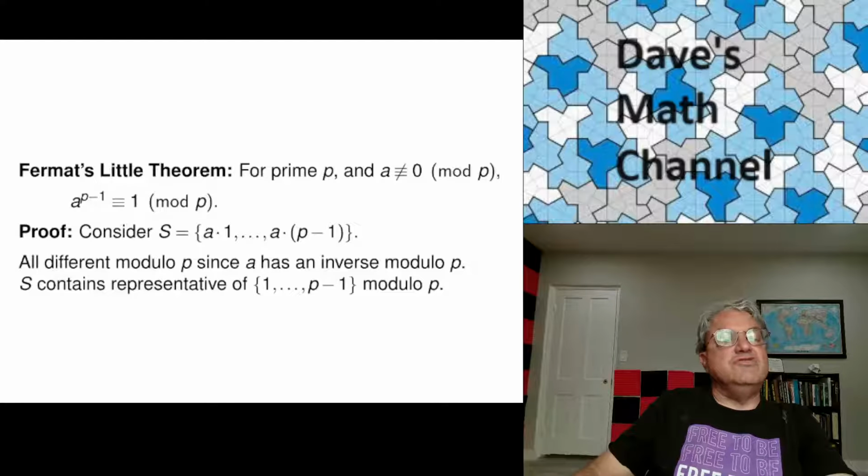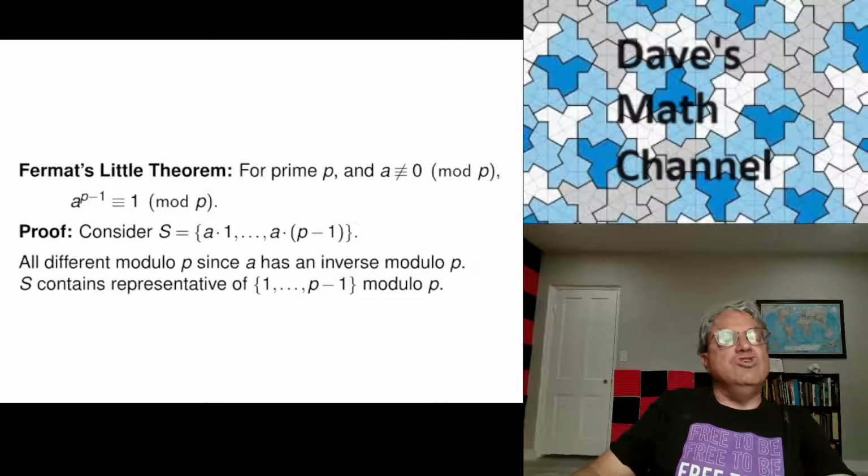They're all different modulo p. Here's the set S we're writing down: all the multiples of a modulo p, up to a times p minus 1. If we assume that a is not divisible by p, these have to all be distinct. And then that means that they form the entire group.